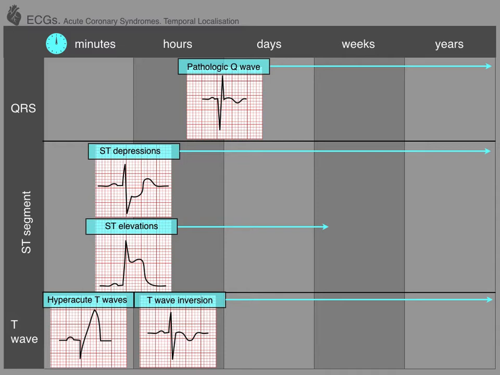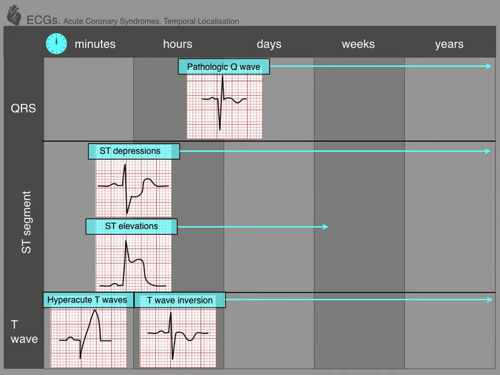A STEMI is admittedly a really horrible thing for the patient experiencing it, but for a doctor it's actually quite a neat condition because you can tell an awful lot about what is going on within that patient simply by performing a non-invasive test, an ECG. So from that patient's ECG, you can not only tell exactly where their occlusion is, but you can also tell how long that occlusion has been there for.